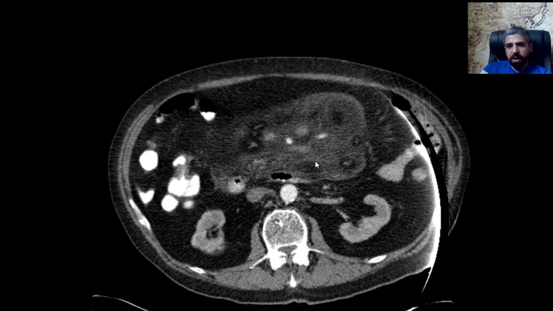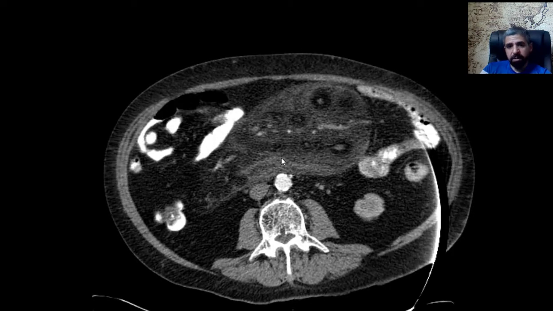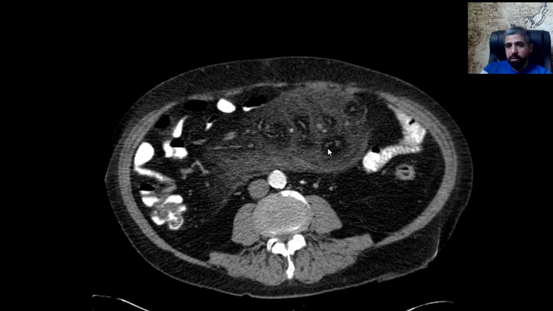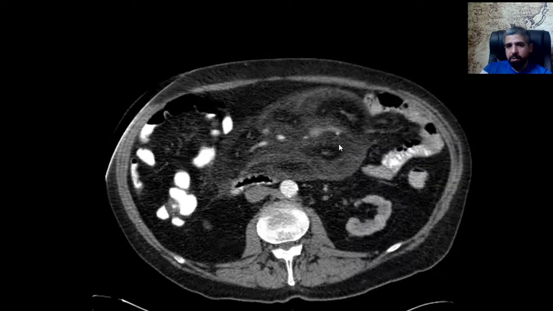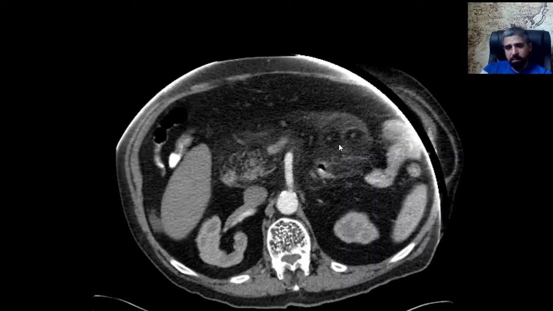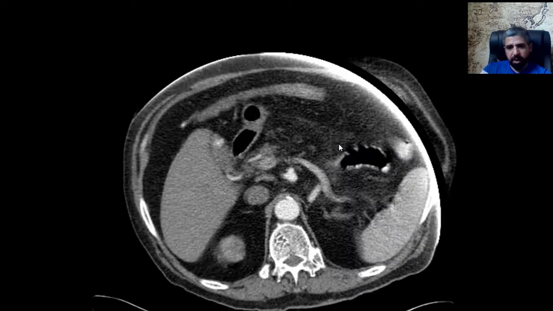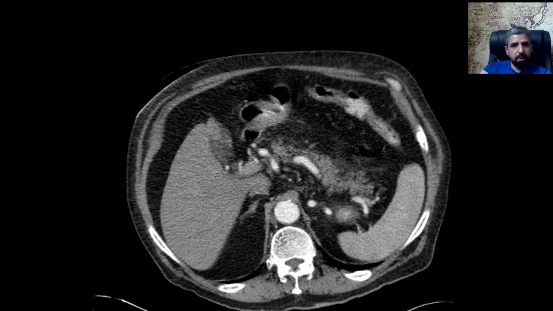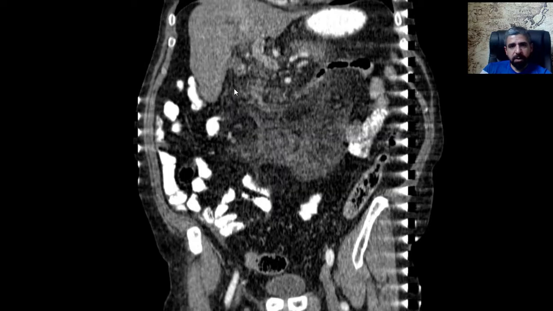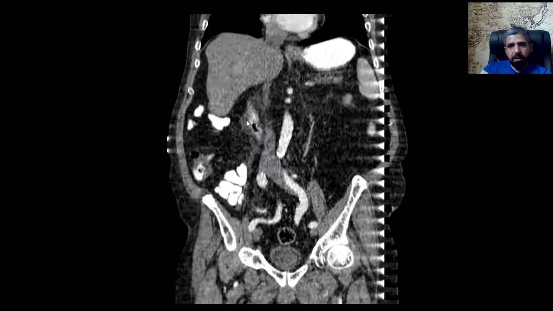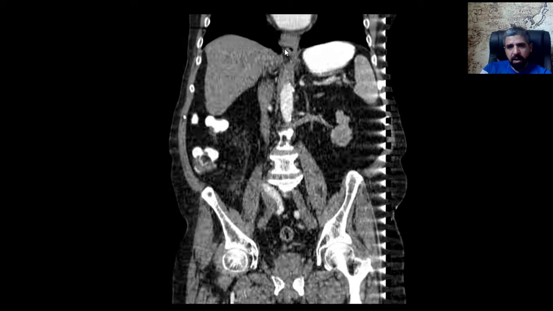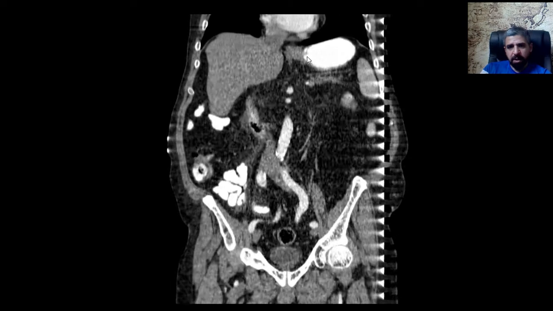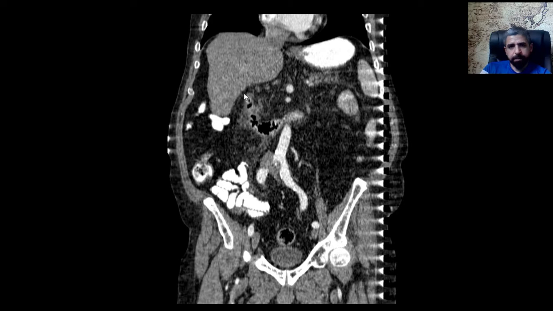And if you go down, you can see the stranding of the mesenteric fat planes, which could be due to metastatic involvement, could be due to mesenteric lymphadenitis, or could be due to panniculitis. All of them are possible differential diagnoses. So let's go to the coronal images and see what we can see here. You can appreciate the mass in the lower esophagus, and you can appreciate its extension into the stomach here.